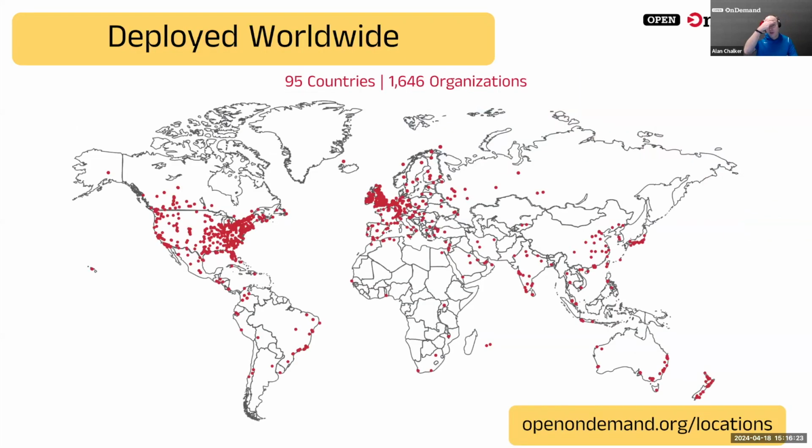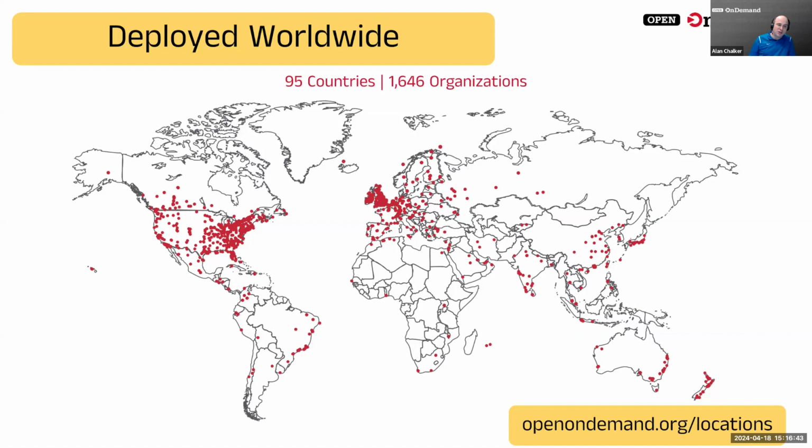So speaking of that community, for calendar year 2023, we know this is an undercount, but we are able to track over 1,600 organizations in 95 countries, every single continent except Antarctica. I'm working on it. If you can help me get in Antarctica, that would be fantastic.